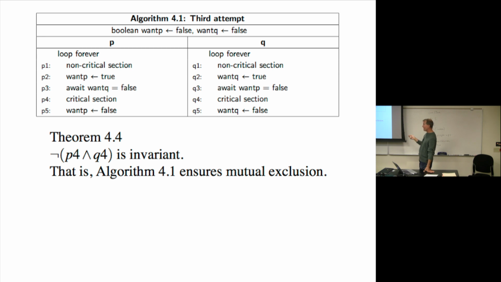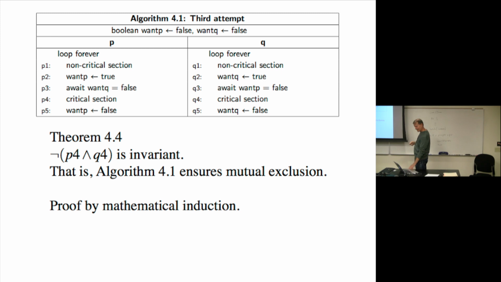Now, what are we proving here? They can't both be in their critical section at the same time, because P4 is the line for the critical section. So if we can prove not P4 and Q4, we have proved, logically, what? 4.1 ensures mutual exclusion. But look, how do we prove that anything is invariant? Mathematical induction.